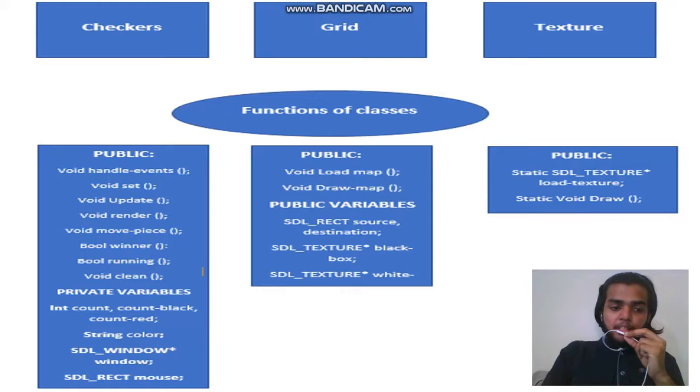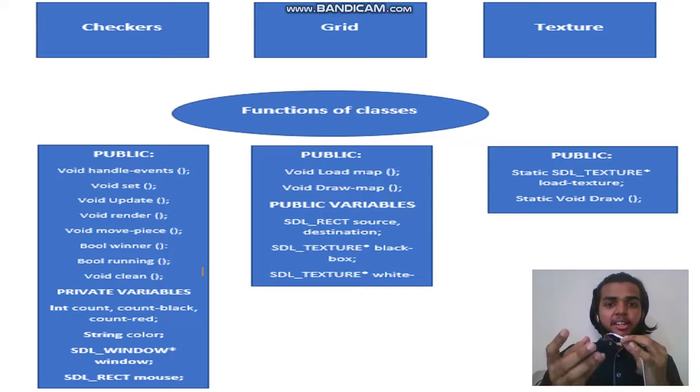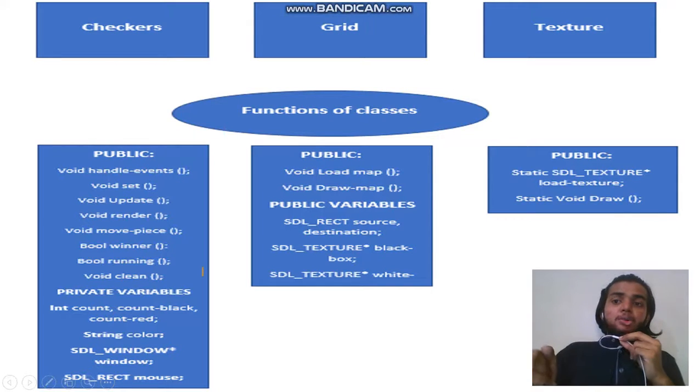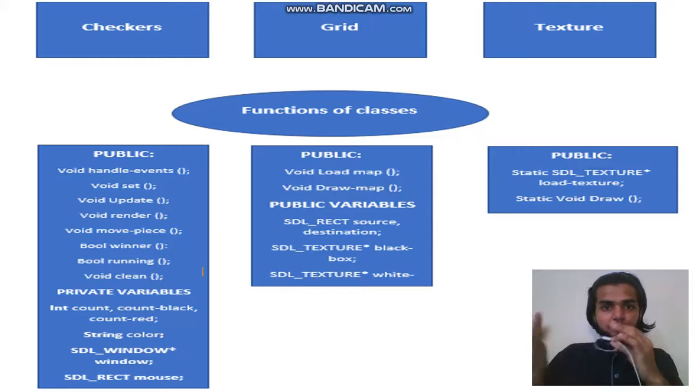It also has private variables, for example int count, count black, count red, SDL window, static window, string color and so on. Moving on to the class grid, it also has some functions in public, for example void load map, void draw map, which is basically responsible for generating the grid on the screen, and it also has some variables which are public, as you can see. Moving on to the next class, the class texture, it also has some functions, for example void draw, static SDL texture, static load texture, which loads the textures on the display.